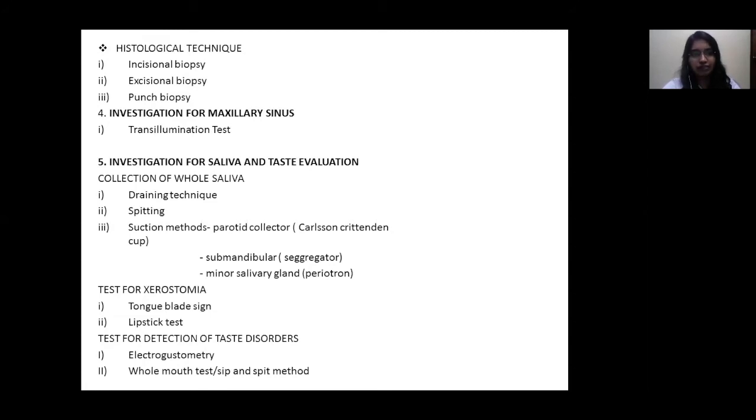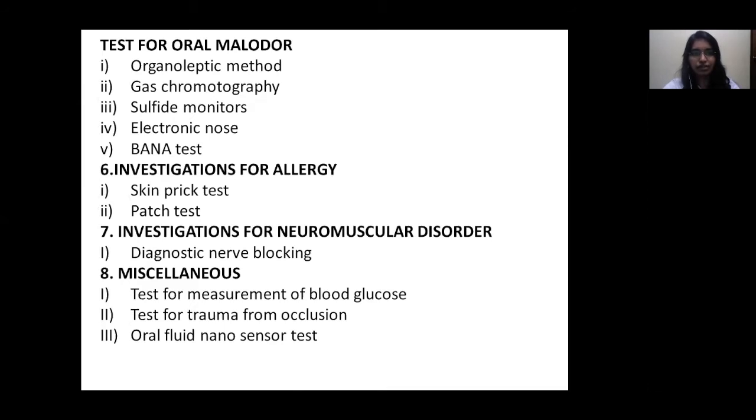And then we have investigation for saliva and taste evaluation, which includes the collection of whole saliva test for xerostomia, test for detection of taste disorders, and test for oral malodor. The sixth one is the investigations for allergy, which includes the skin prick test and the patch test. And the last one will be the investigations for neuromuscular disorder, which includes the diagnostic nerve blocking test.